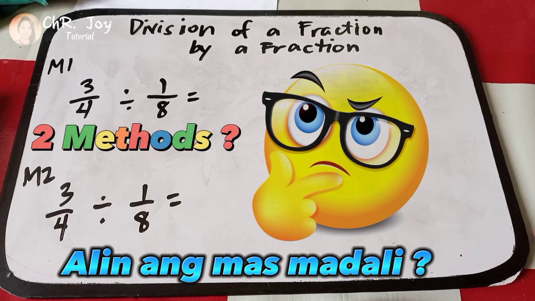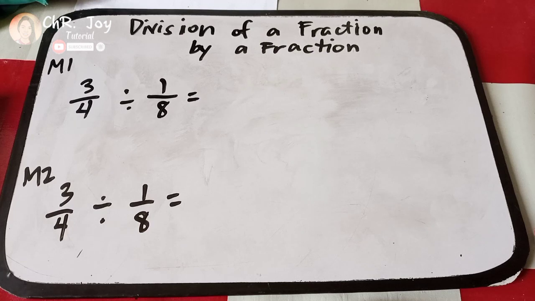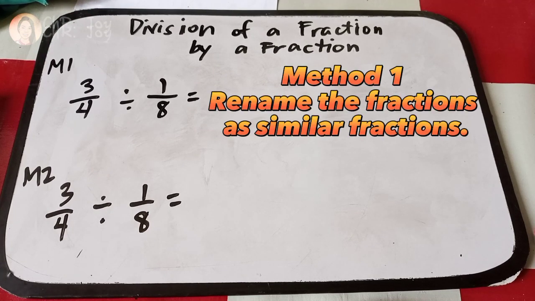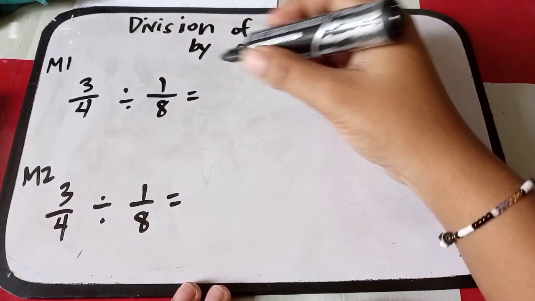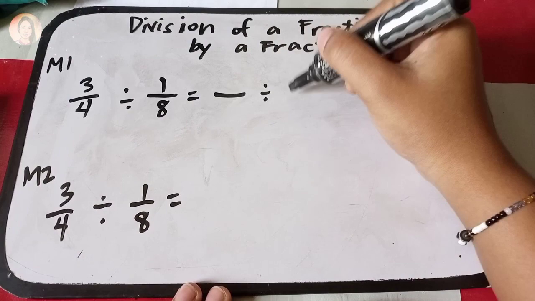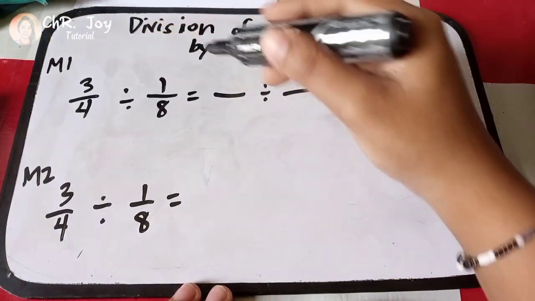Today's video is all about division of a fraction by a fraction. We have two methods here. For method 1, we're going to rename the fractions as similar fractions. So we're going to find the LCD of both denominators. Now, the LCD of 4 and 8.